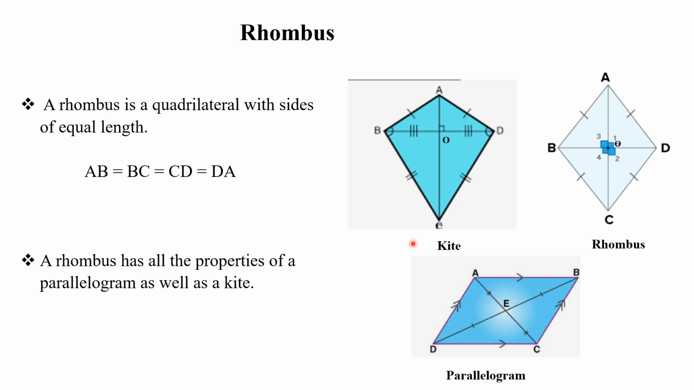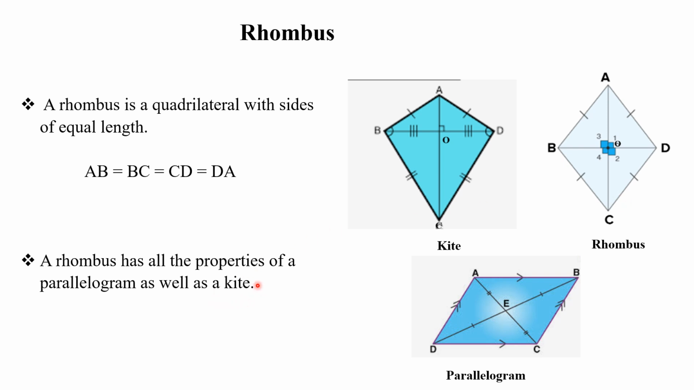Now the second property is a rhombus has all the properties of a parallelogram as well as kite. Now what does it mean? First of all, rhombus is a parallelogram. Why? Because it has all the properties of a parallelogram. In a parallelogram, the opposite sides are parallel as well as equal. So in rhombus also, if you see here, all the sides are equal. Okay. So obviously the opposite sides will also become equal. Second thing, in a parallelogram, diagonals bisect each other. So here also in this rhombus, the diagonals are bisecting each other.